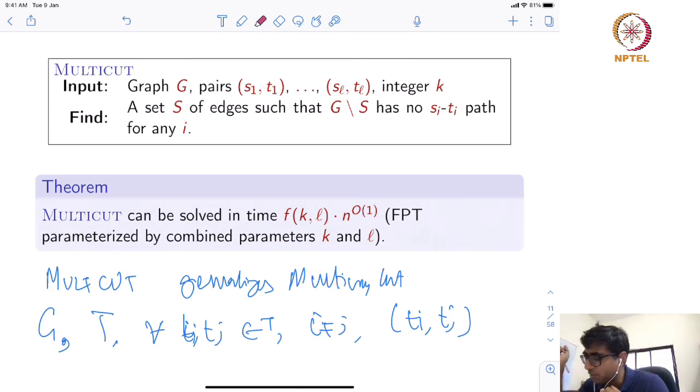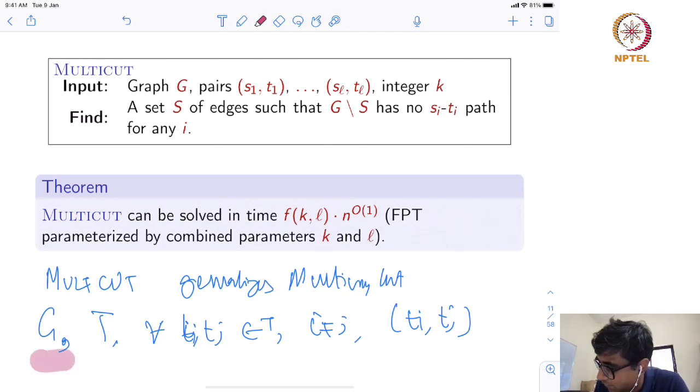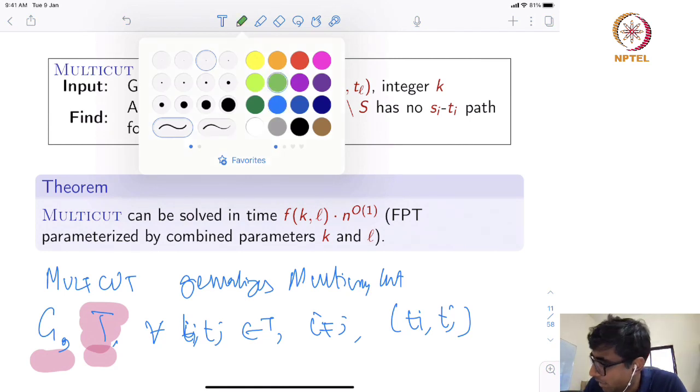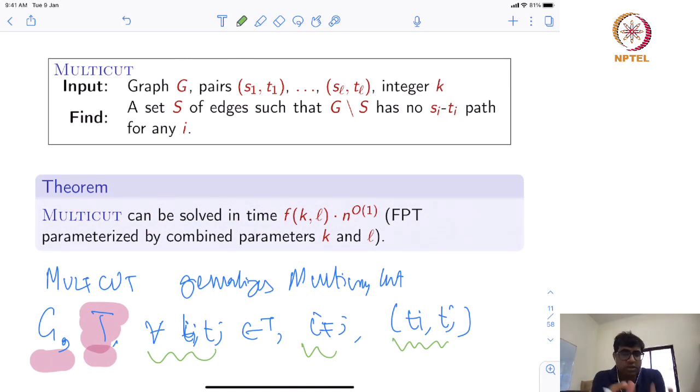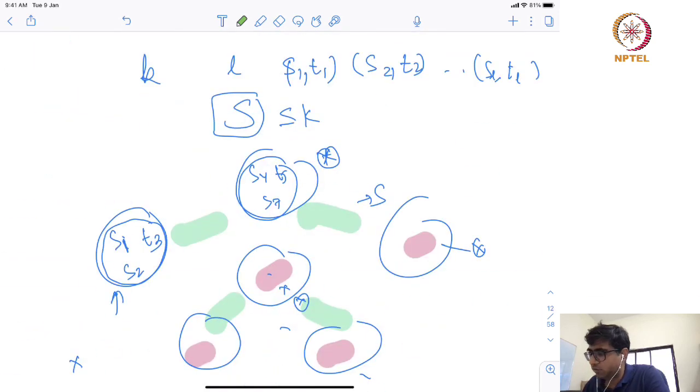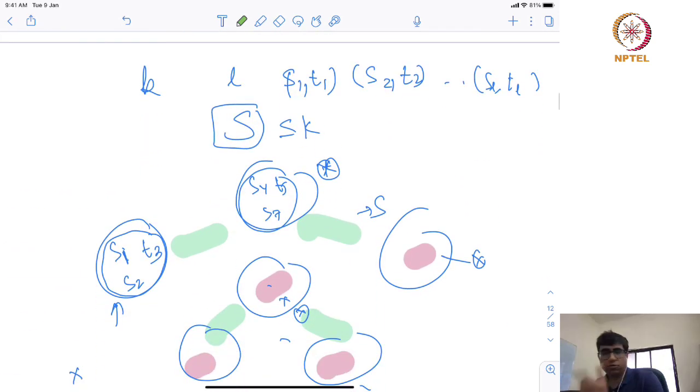And why did I say that multi-cut generalizes multiway cut? Because given a graph G and a set of terminals T, we can create request pairs by, for every Ti Tj in T, i not equal to j, creating a request pair Ti Tj. And what does that imply? That now you have reduced multiway cut to the multi-cut type. You put in each request explicitly rather than giving a set of terminals. And now what I'm going to show you is an interesting algorithm. So let's see how we can solve multi-cut.